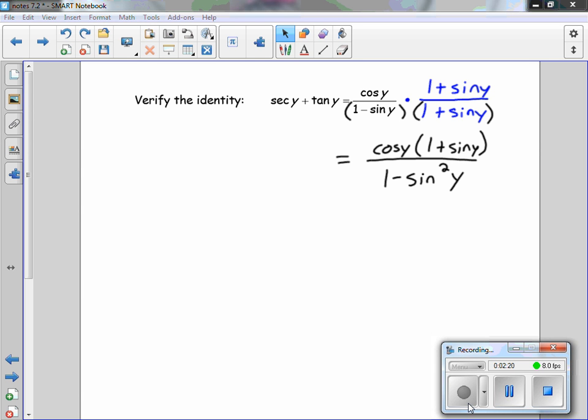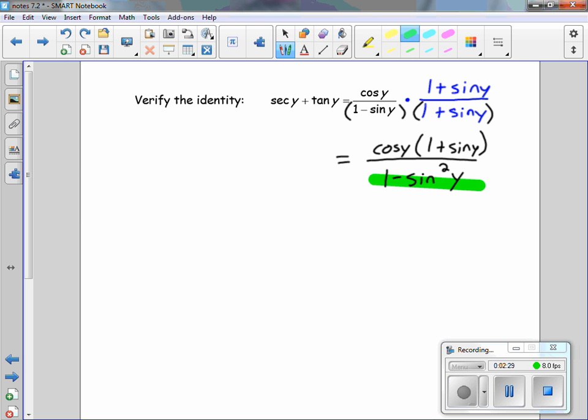So, what do we see now in the denominator? Yeah, with this denominator, we can apply our primary Pythagorean identity, sine squared plus cosine squared equals 1. If we rearrange that and move the sine squared over, 1 minus sine squared y is equivalent to cosine squared y.